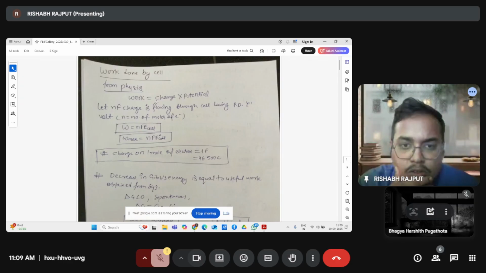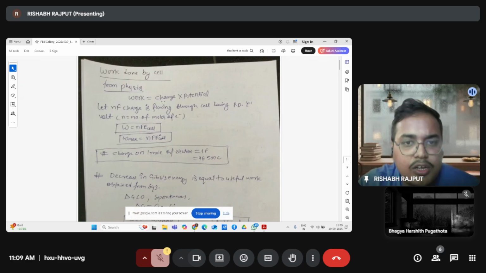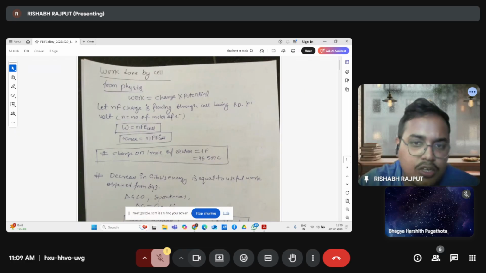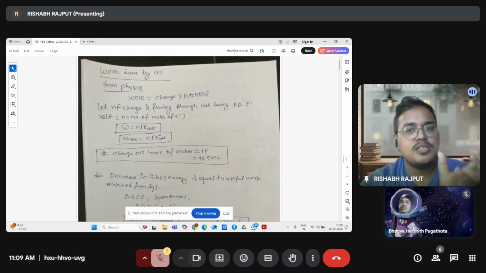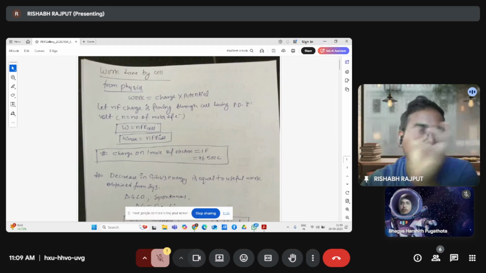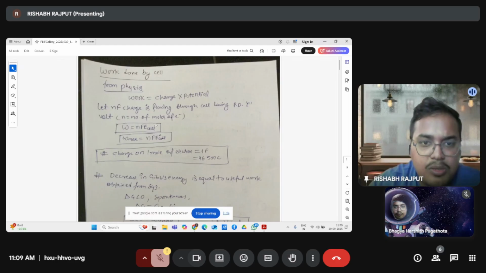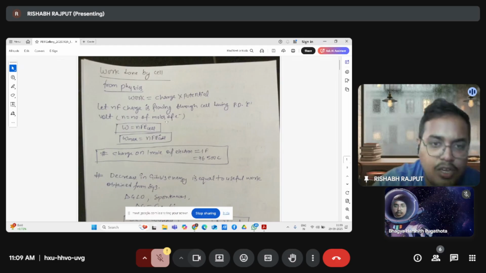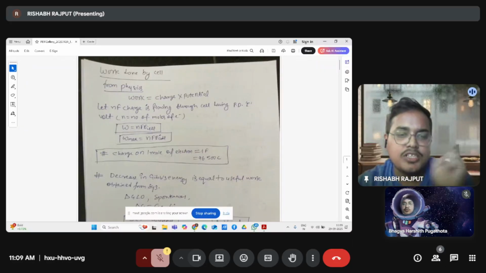That is why we write like this: work equals charge into potential. Sir, we have one system, anode and cathode. They have a cell value, the EMF value, the E cell value. We know this E cell value, and we multiply it by charge. So what charge is flowing?